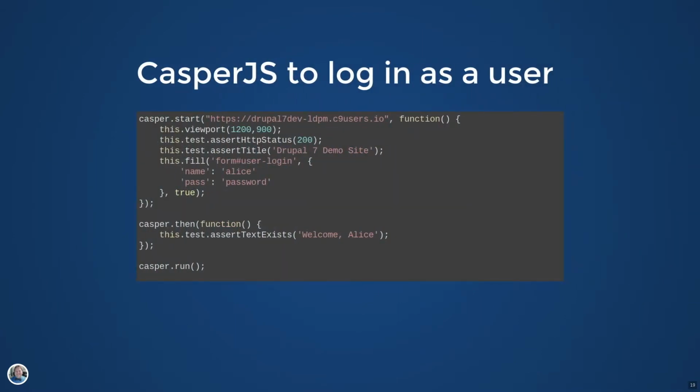Let's take a look at a quick example. If I wanted to write a test in Casper.js to go to the home page, double check that the title of the site is still correct, fill in the form and then log in as Alice, this is basically what it looks like. And when we log in as Alice, we want to make sure that Alice gets her welcome message, welcome Alice.